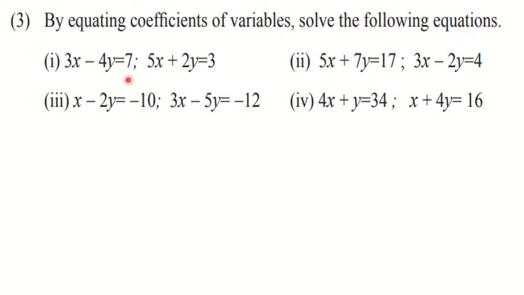Here what you will observe is the equations are not that easy. In question number 2 the equations were easy, but here you will find that the equations are a little bigger. So let us start solving these equations. We will start with the first one. Question number 1. 3x minus 4y is equal to 7 and 5x plus 2y is equal to 3.